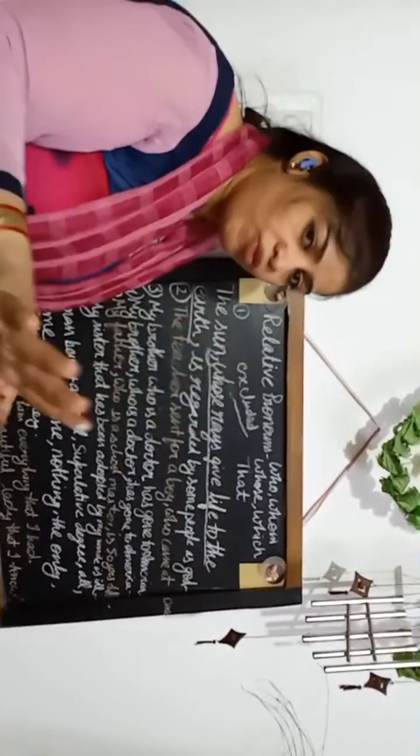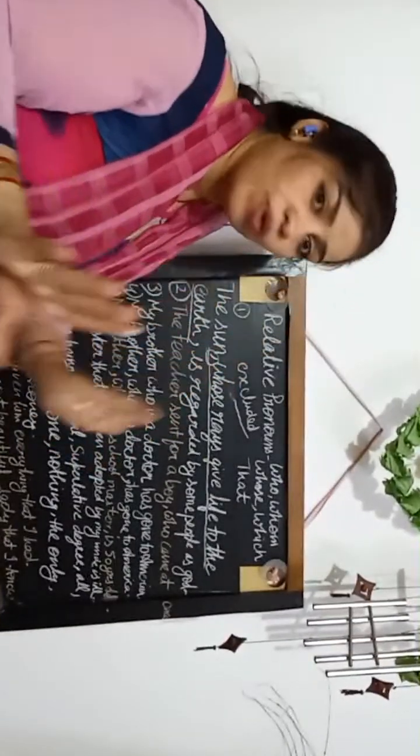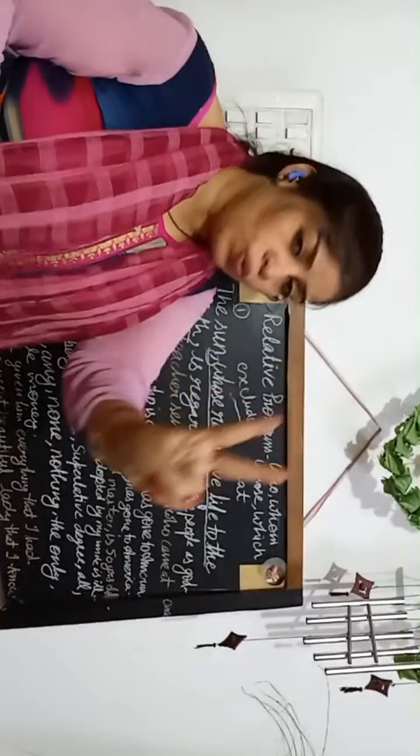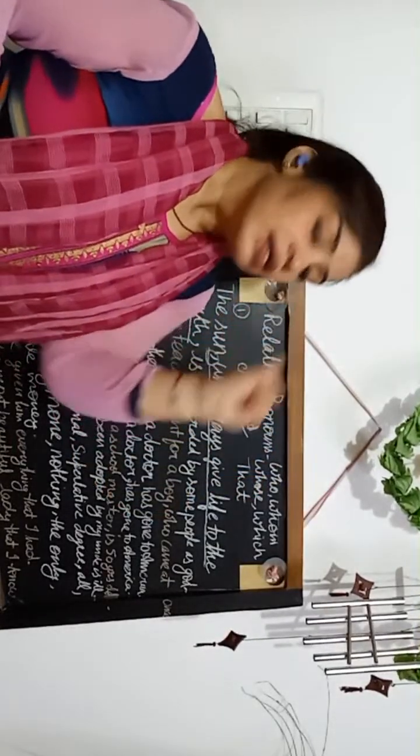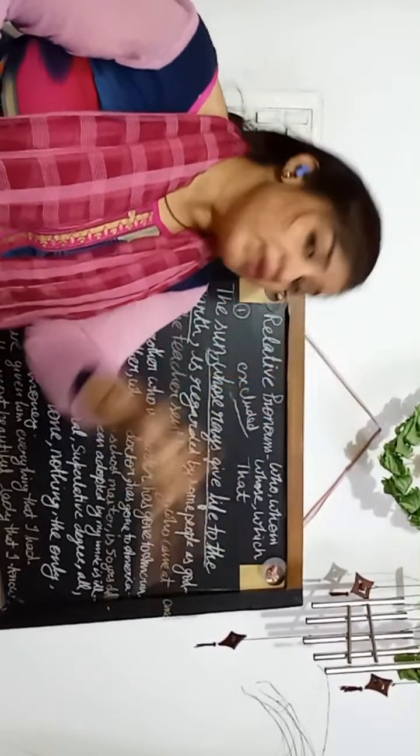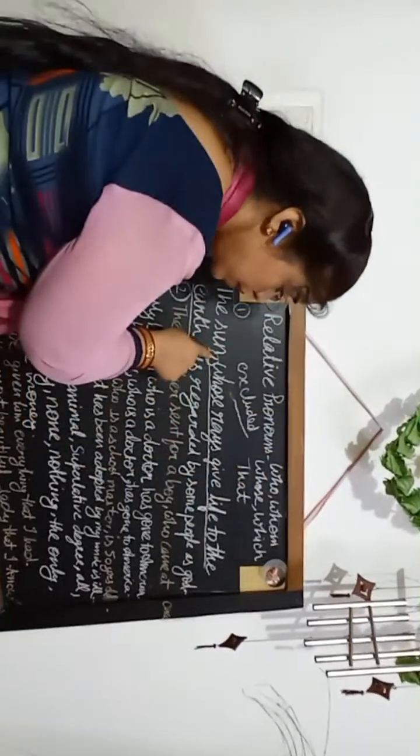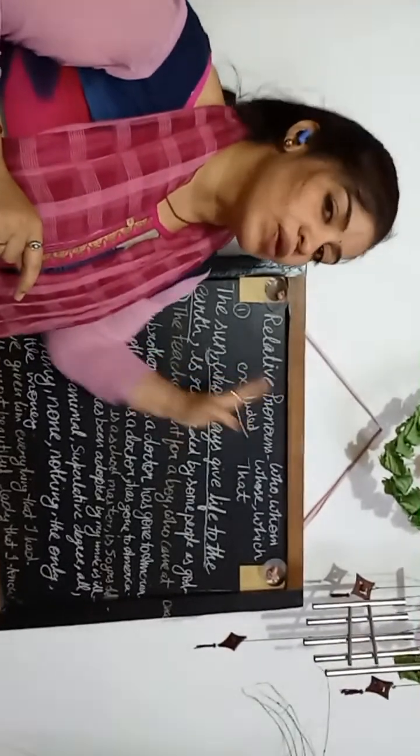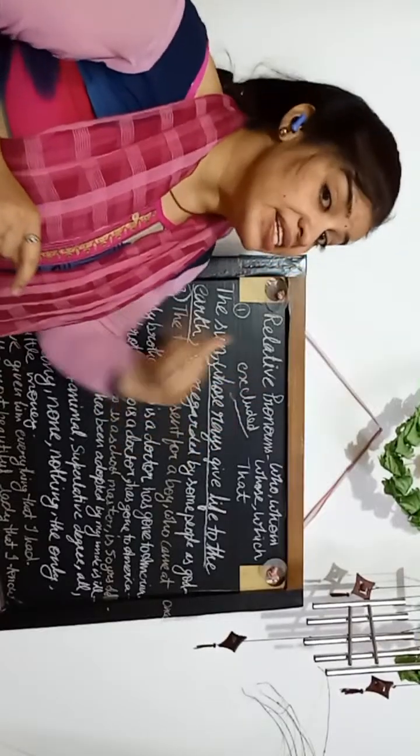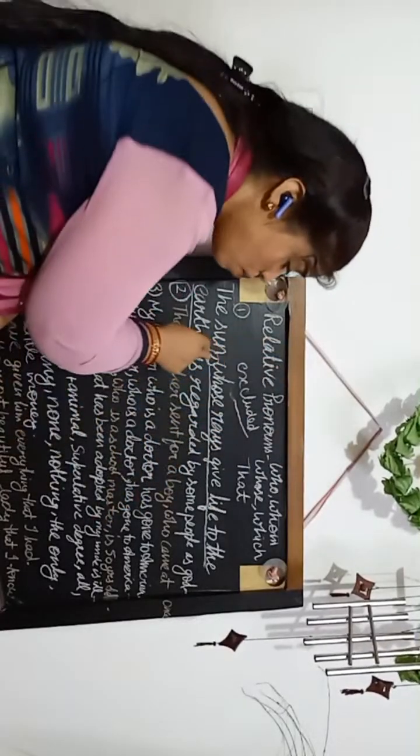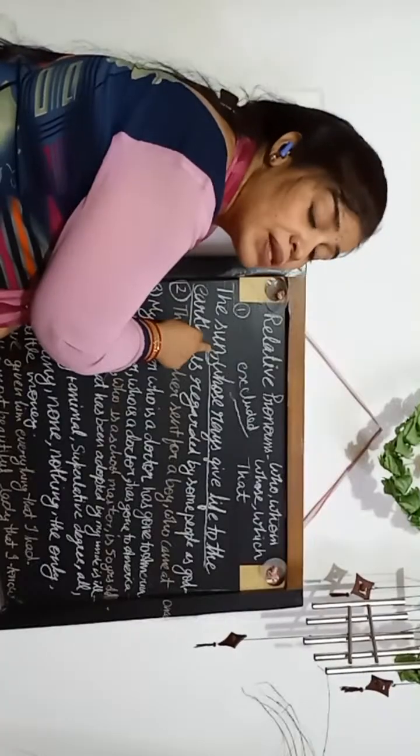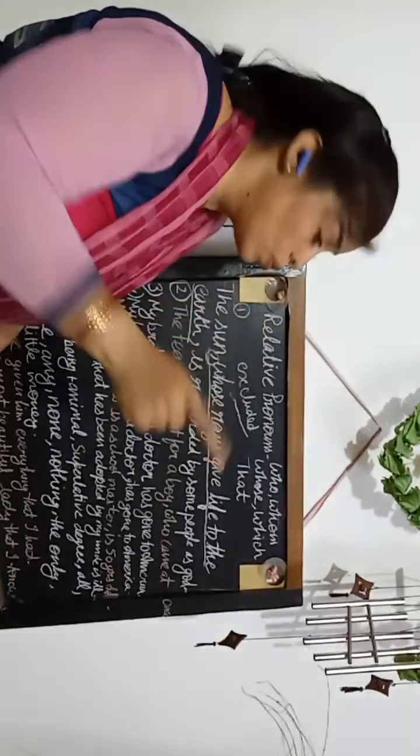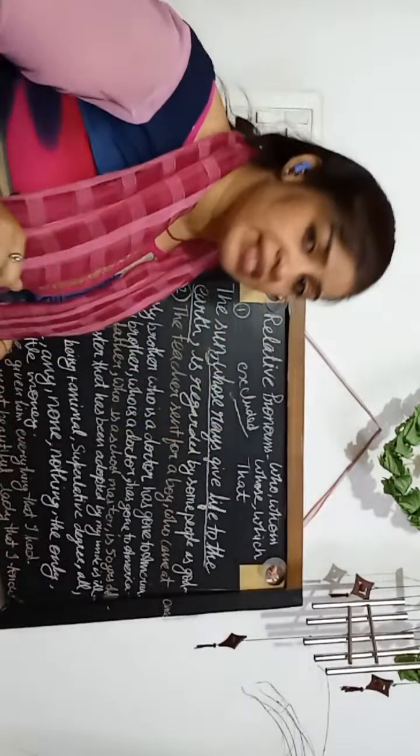It is an adjective clause, no doubt. But adjective clause is further categorized into two categories. One is defining clause and one is non-defining clause. While you are putting these commas, that means it is a non-defining clause. And if it is a defining clause, these commas you have to remove. That means these punctuation marks are playing a great role in the understanding of this sentence.